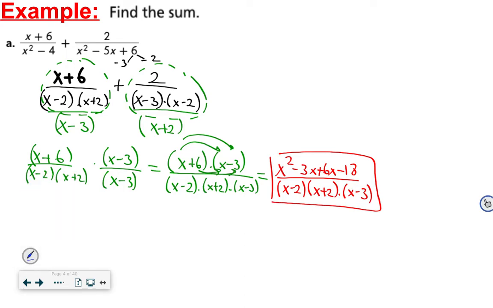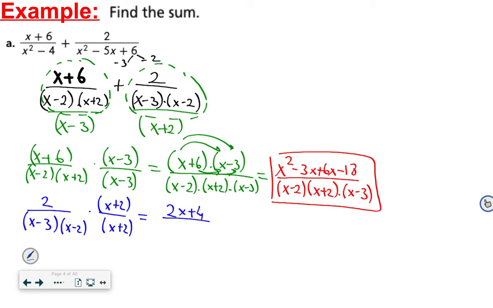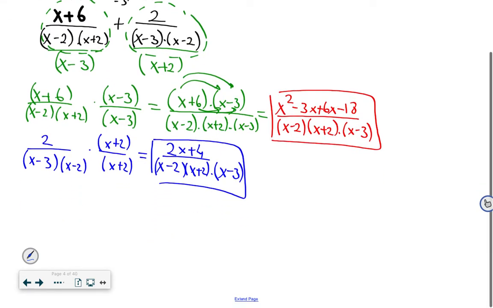Now let me expand the second fraction by x plus 2 over x plus 2. When you distribute, you will get 2x plus 4 over x minus 2 times x plus 2 times x minus 3. So this is the equivalent fraction of the second fraction.